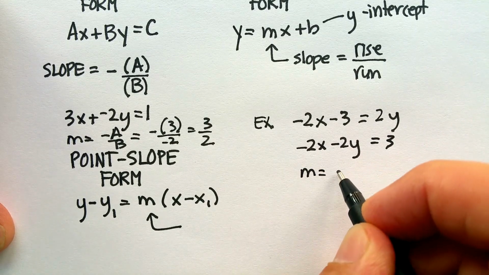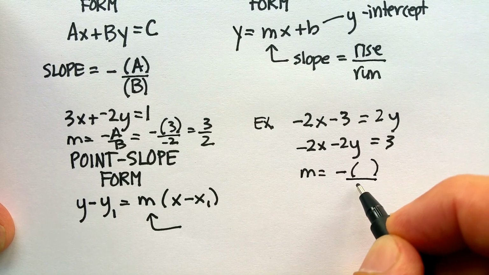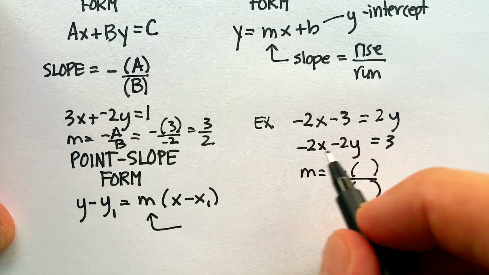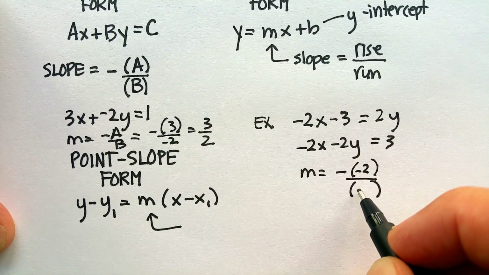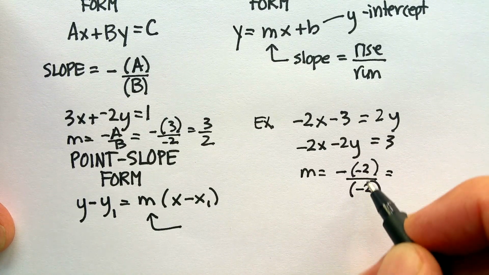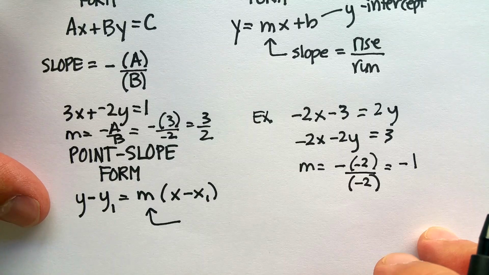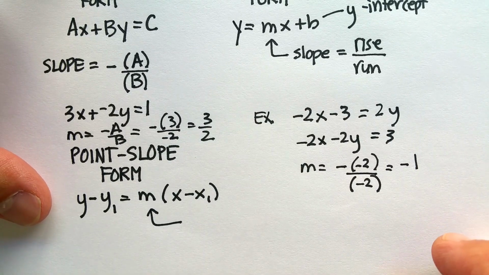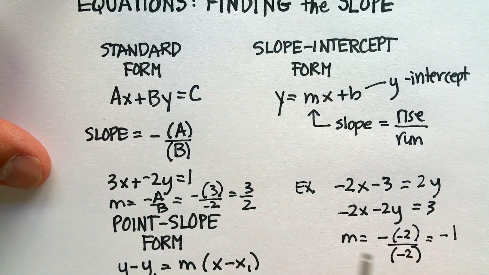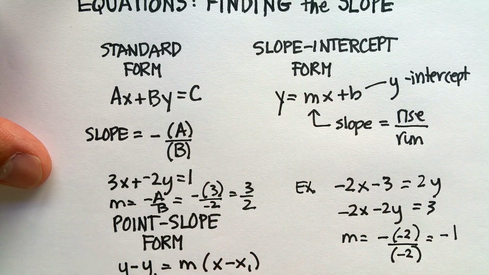Slope would be equal to negative a over b. a is negative 2, b is negative 2, that becomes 1, just negative 1. Okay? So I hope that was helpful. Probably the most information you learned was about this one, where it's negative a over b.